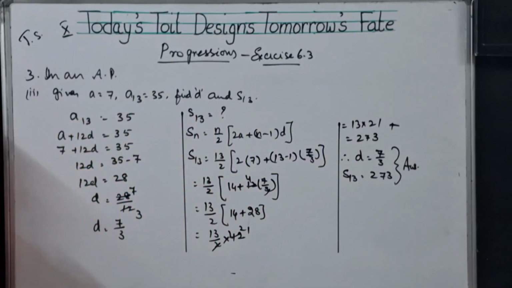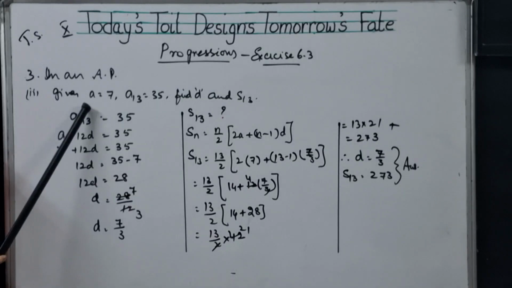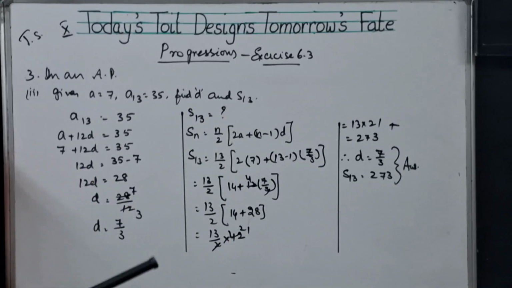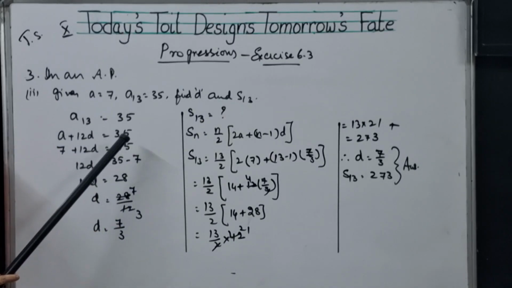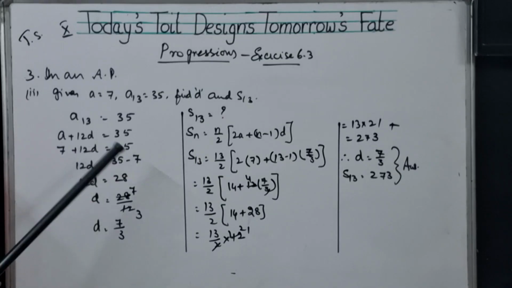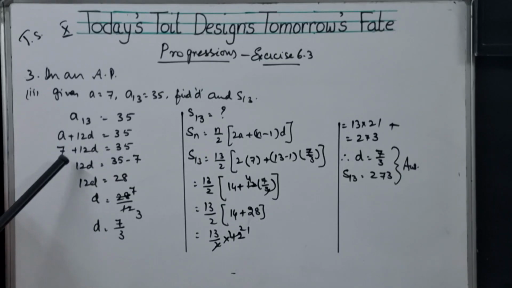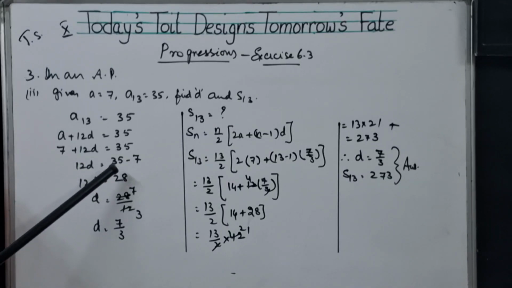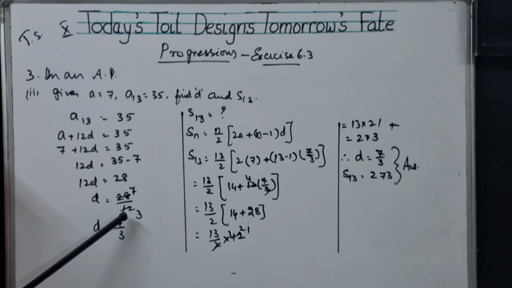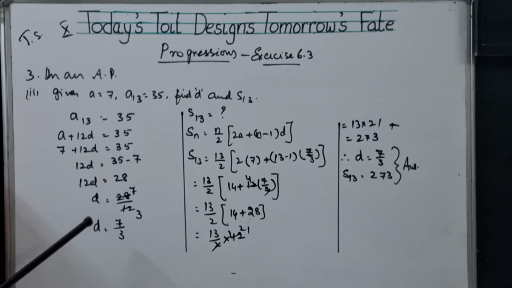These two are the answers for this bit, children. So let me give you one more explanation for it. Now a is given 7, a13 is 35, d and S13 you have to find out. a13 is 35, which means a plus 12d is equal to 35, 7 plus 12d is equal to 35, 12d is equal to 35 minus 7, so 12d is equal to 28. If 12d is equal to 28, d is 28 by 12, that is 7 by 3.